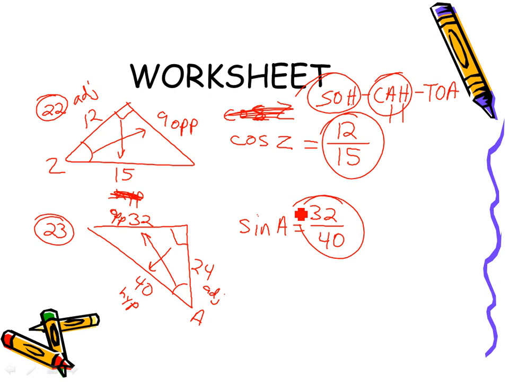Now, they didn't ask us to do anything else other than find the sine of that, but we could figure out what angle A is by doing what we were doing on that last one, taking our calculator and hitting second sine 32 divided by 40, close the parenthesis, and it would tell us that angle A is about 53 degrees. They didn't want us to do that on this section, they just wanted us to find that ratio, so that's all we put down.